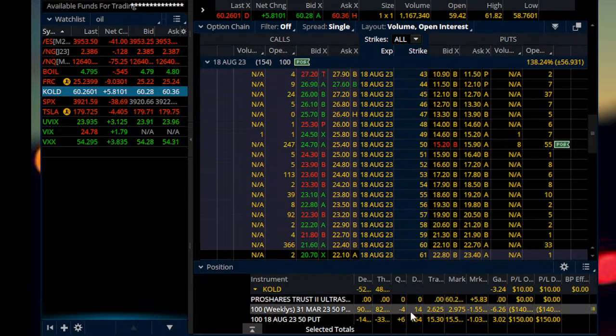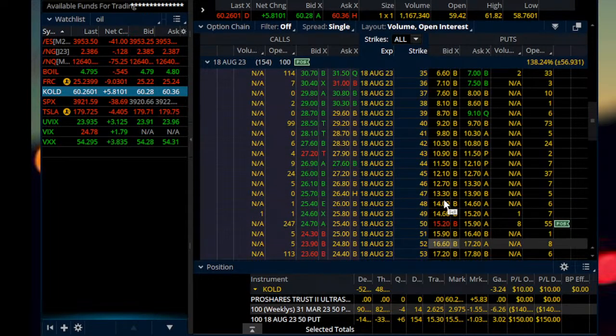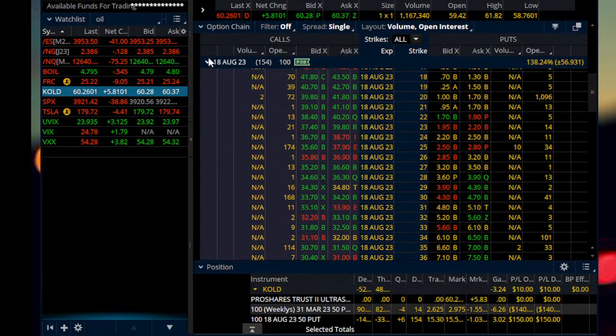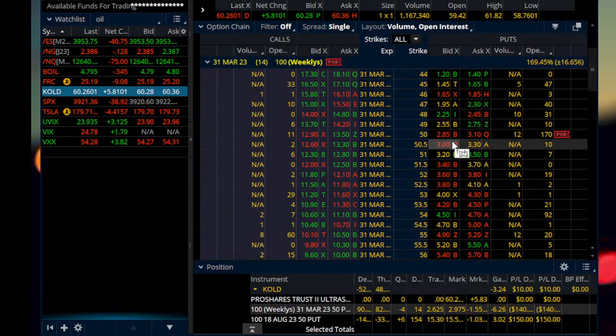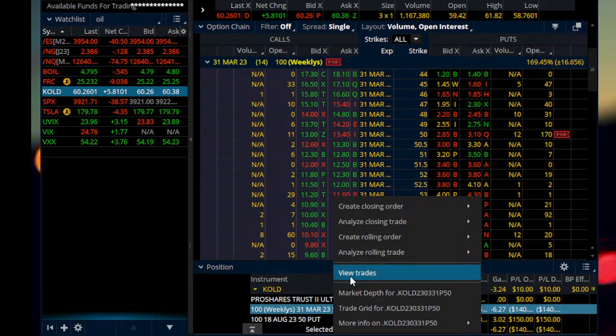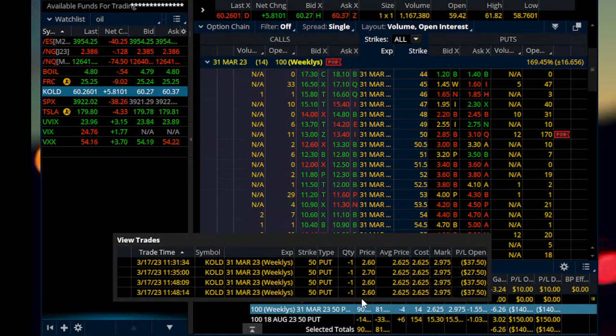And as I bought them, this thing was continuing to move higher. I got a little skittish, and I sold something against them. I ended up selling some of these puts 2 weeks out, the same level, 50 puts, and I sold them at an average price of, I think, $260 probably, maybe $265. I don't know. We can look. Let's see. View trades, average price $262. All right, so I sold them at an average price of $262.